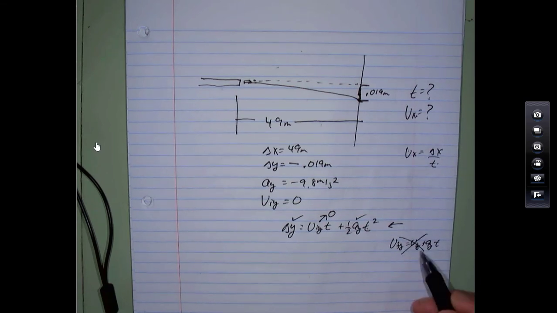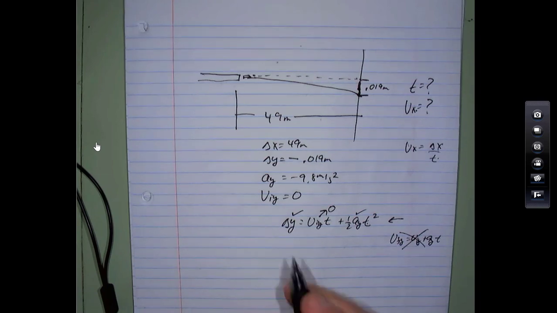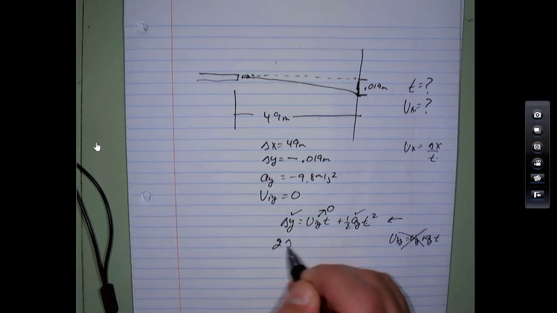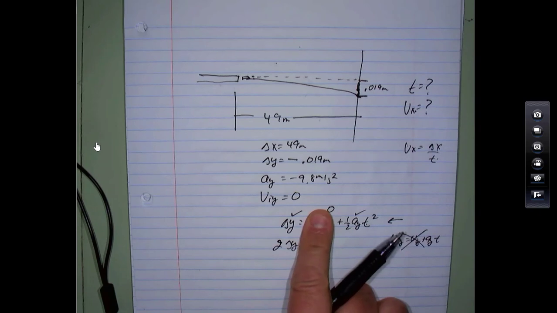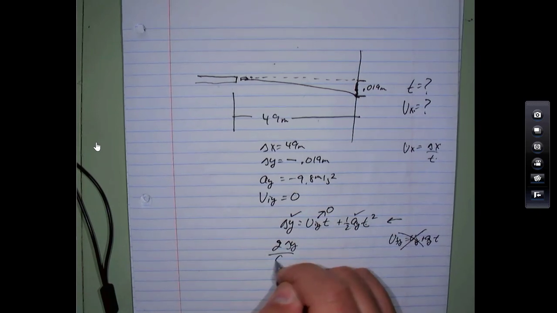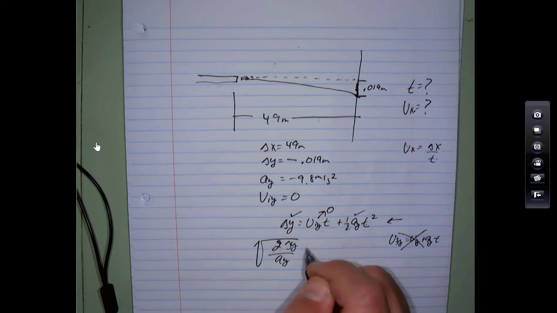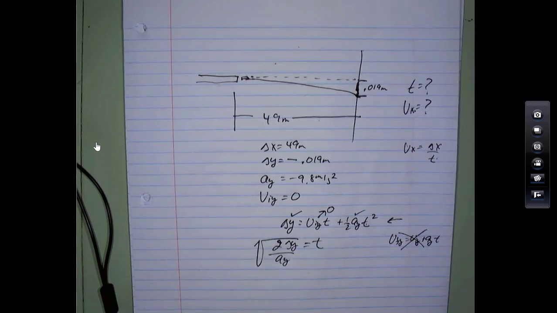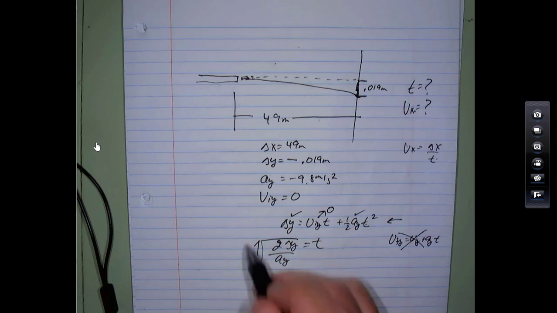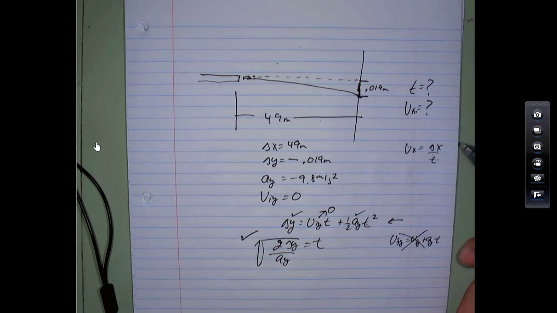That's why I'm not using it. Okay, so 2 delta y, this term is 0, multiply both sides by 2, divide by the acceleration in the y, and the square root of that will give you the amount of time. So we use the y direction to figure out the amount of time. That's part A, and then use that time in this equation to figure out the initial velocity, which is really the x velocity. All right, on to the next one.